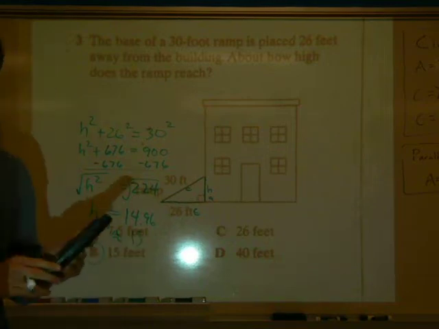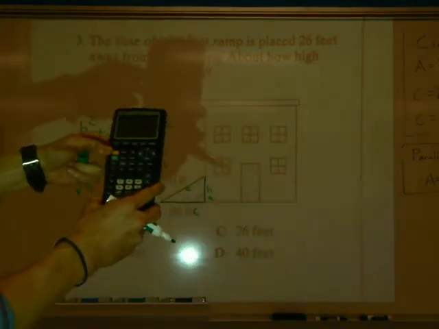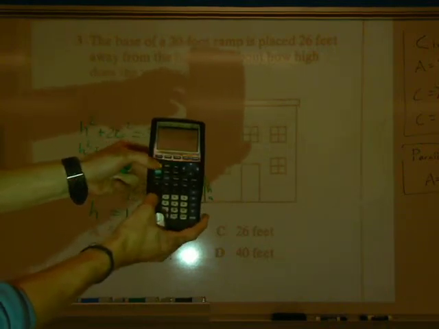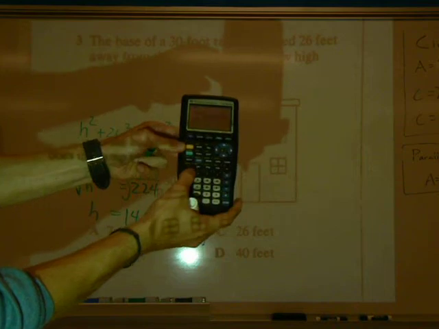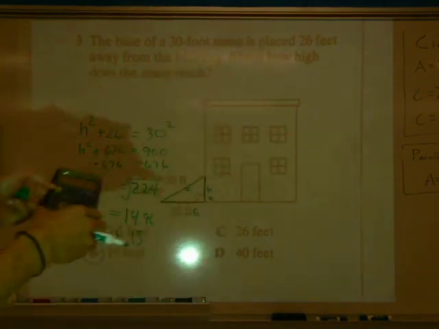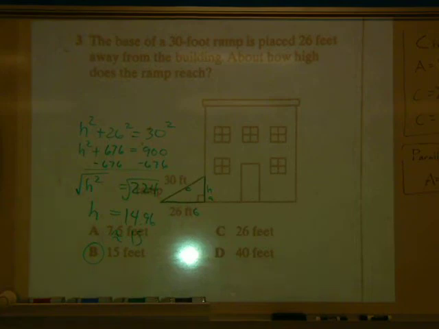Let me show you how to do your square root, just in case you forgot it. If you want to do square root, you go right here above your x squared is the square root, so you do second x squared 224, and you get 14.96, you're going to do 15.